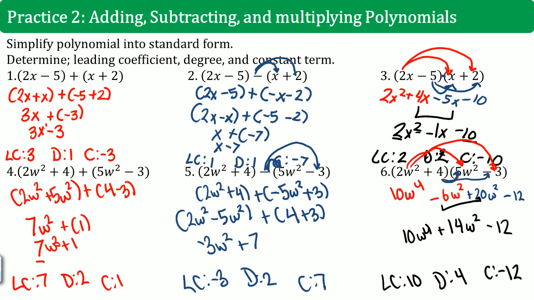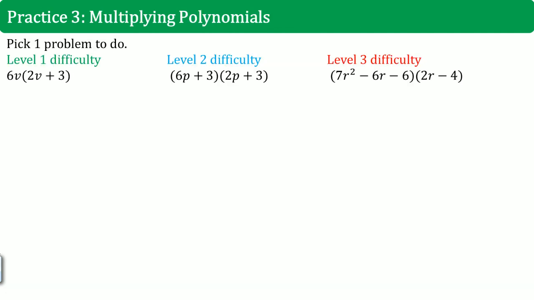4, 5, and 6 are a little bit more advanced. It's okay if you don't know how to do those. You're going to see those in IM3. Now, for practice 3, you decide which one you want to do. You're just multiplying here. Right? It's up to you. You can do the level 1 difficulties, level 2 difficulties, or the level 3 difficulties. It's up to you.